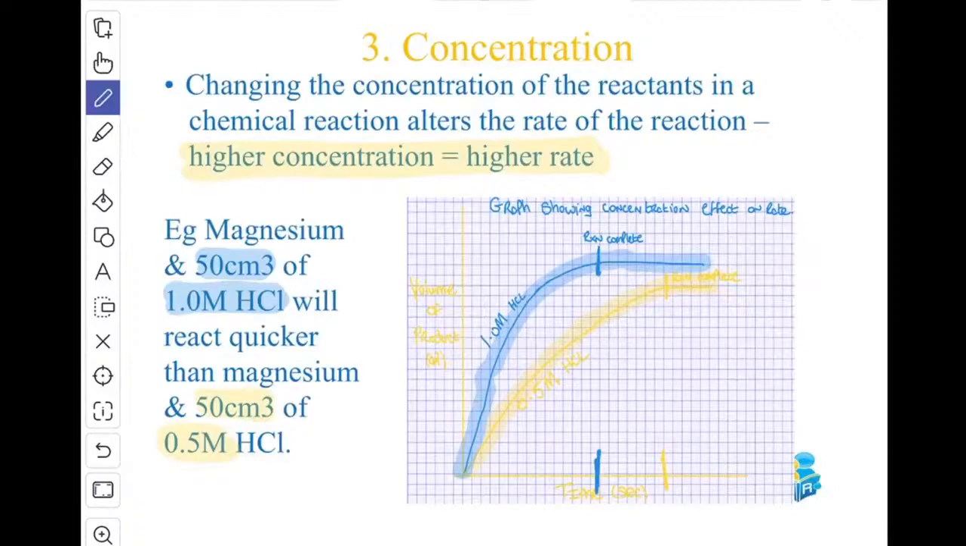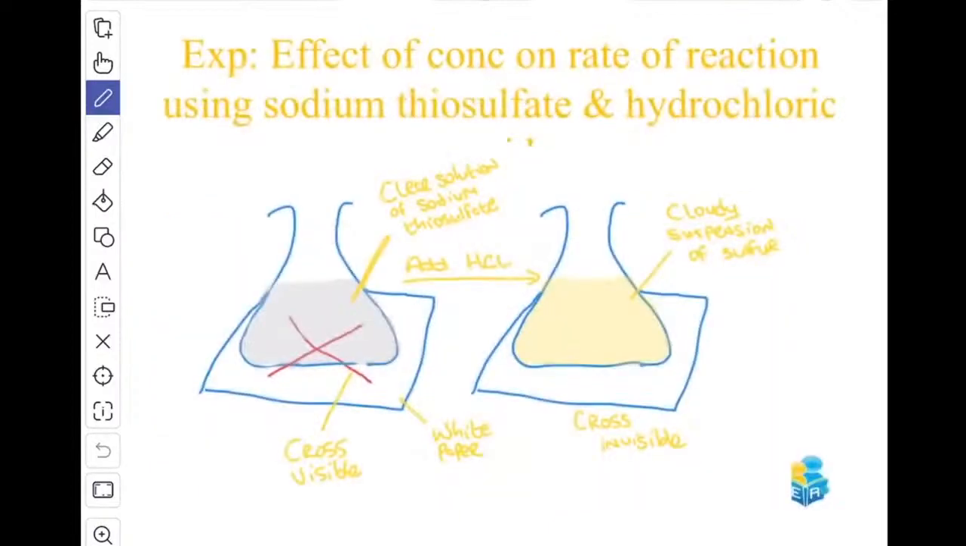Now, we mentioned earlier that there's an experiment on the course for this, so that's what we're going to look at now. So we're going to look at the effect of concentration on the reaction of using sodium thiosulfate and hydrochloric acid. So this can be done using the X experiment method. So what we do is you would get a conical flask, and you would place the conical flask on a white sheet of paper with a red X or a coloured X underneath it.